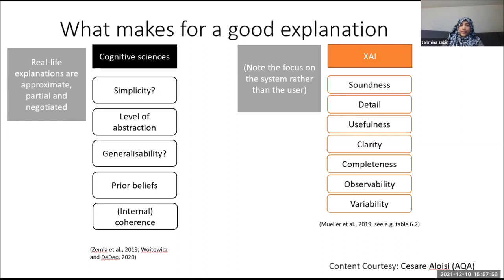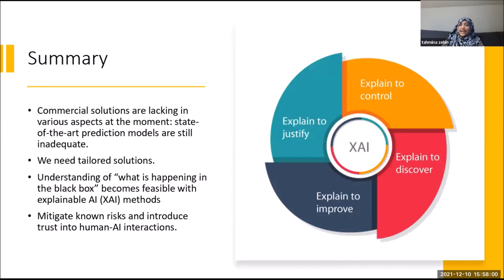So if I can summarize what I'm trying to deliver today, for process data processing, specifically with my experience of facial expression and gesture analysis, commercial solutions are currently lacking in various aspects. State-of-the-art prediction models that are commercially available are still inadequate to perform fairly for all the groups of people that we are dealing with. So we need tailored solutions if we want to employ these methodologies for educational research. And understanding what's happening in the black box becomes feasible with explainable AI methods. And if we know what's not working, we can have additional processes or algorithmic aspects involved in our design that can mitigate the known risk and introduce trust into human and AI interactions.